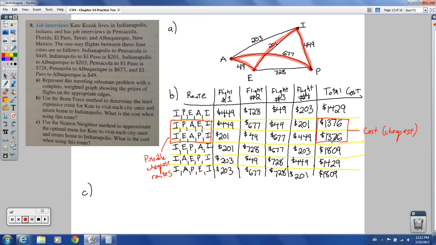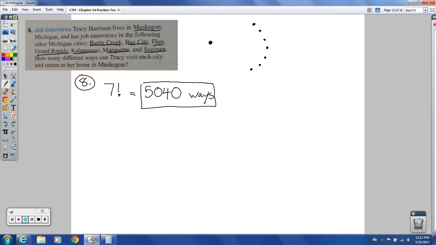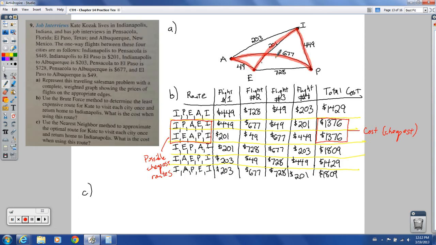Brute force is always the best way to go if it's reasonable time-wise to try to figure it out. Remember, we have those supercomputers that if you get too big, if you got too many possible routes, which remember you figured out the possible routes with the factorial idea, the n minus 1 factorial, number of vertices minus 1 factorial. If it gets too big, which happens pretty quickly, then a computer can't even do it in a reasonable time. You have to use something like the nearest neighbor method.